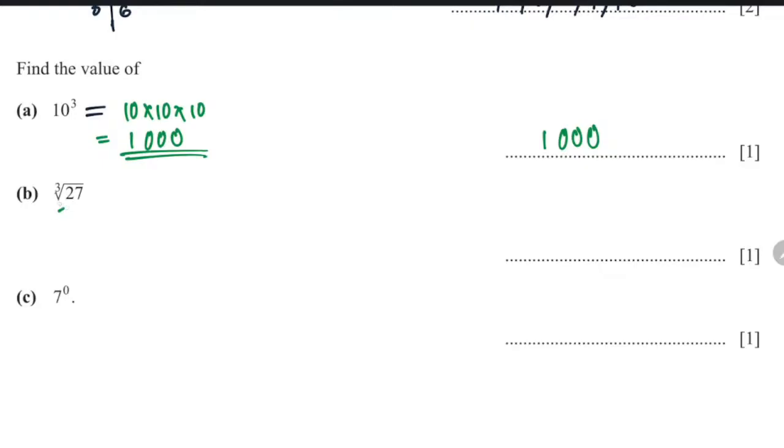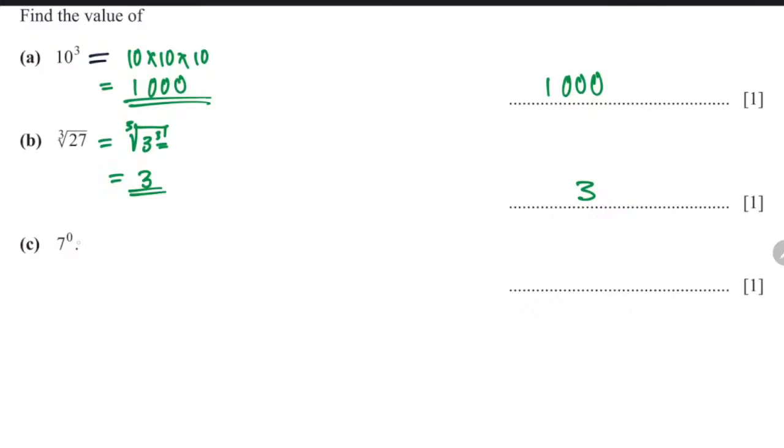Then cube root of 27, you ask yourself, what number do I raise to the power of 3 to get 27? Cube root of 27, you can say it will be the cube root of 3 cubed. So the cube and the cube root will cancel, you just get 3. So your answer is 3. Any number to the power of 0 is 1. So you write 7 to the power of 0 is equal to 1. So you put 1.